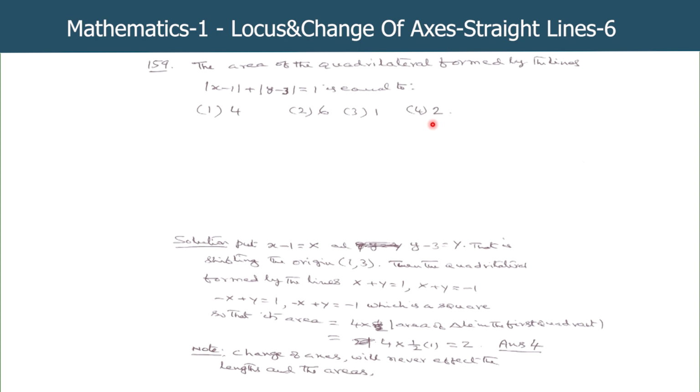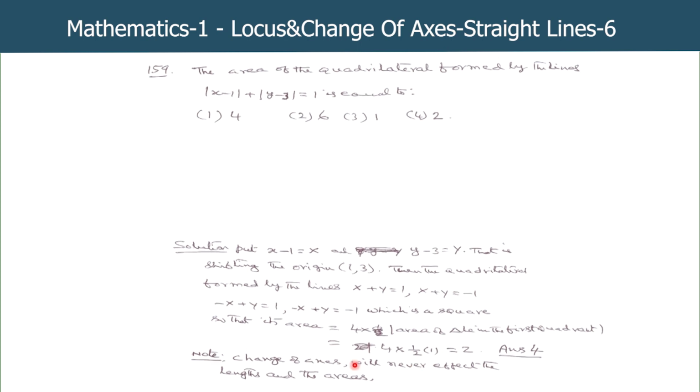It is a square whose area is 4 times the area of the triangle in the first quadrant. So, that area is simply 4 times the area of the triangle in the first quadrant, and that is 4 into 1/2, which is equal to 2 square units. Here I have also written: change of axis will never affect the lengths and the areas. So, option number 2, the correct answer is area 2.